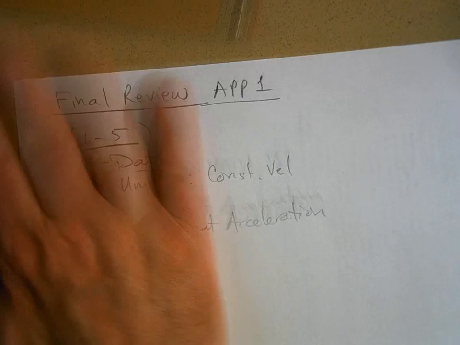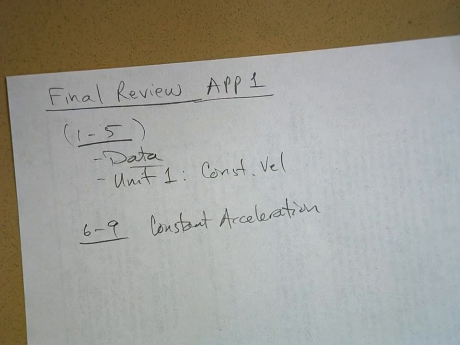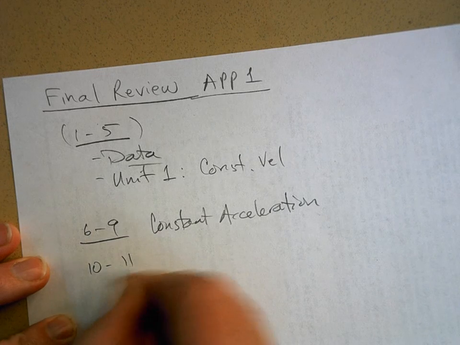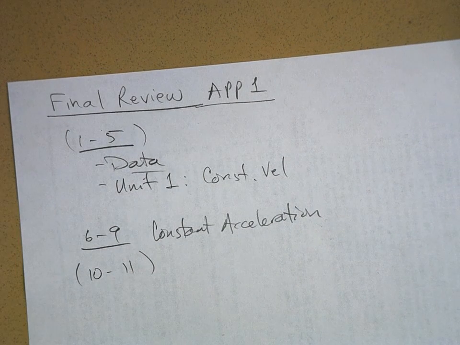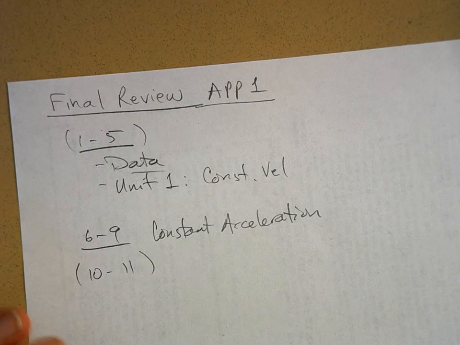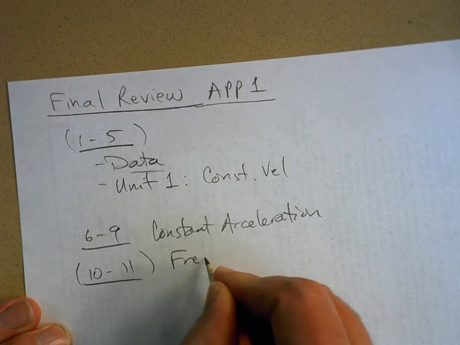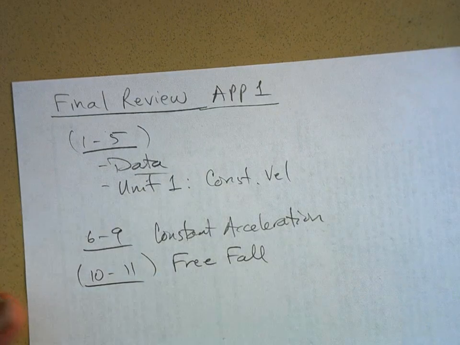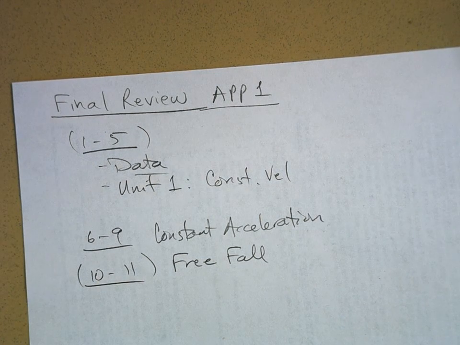Problems 10 and 11. Oh, there goes my pencil. 10 and 11. Let's see. This is free fall. Basically, I take a rock and drop it off a tall building. How much time does it take before it hits the ground? Or what if I give you the time? How tall is that building? You should know what the acceleration of gravity is, right? So it's just using the kinematic equations and figuring out what's going on with free fall.